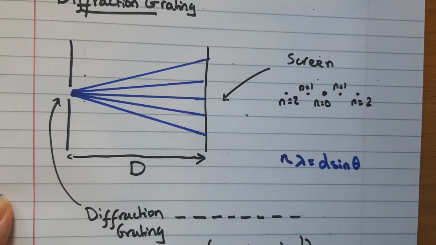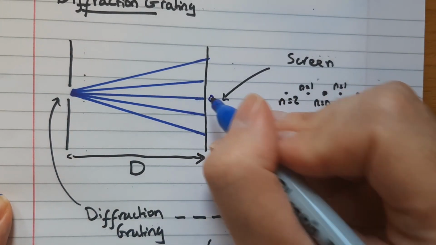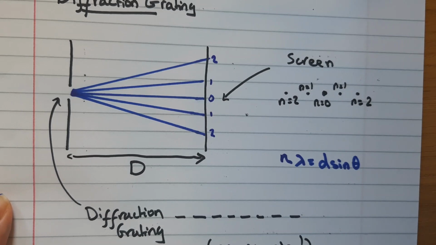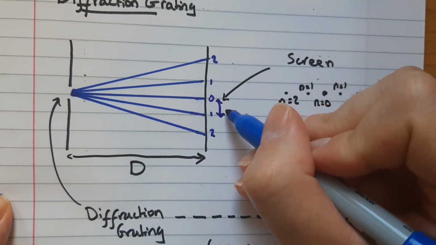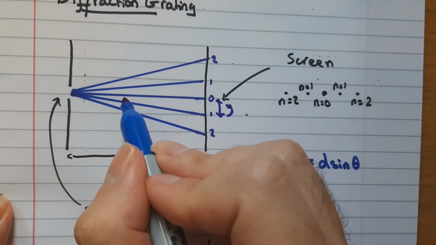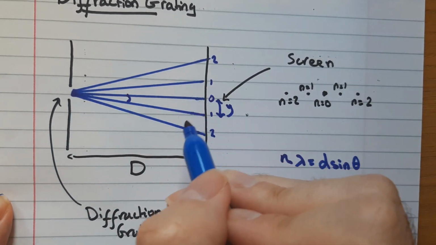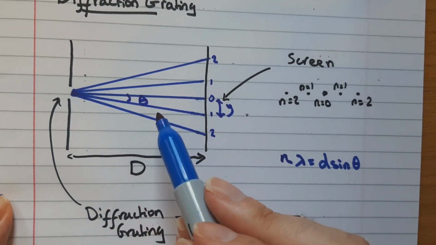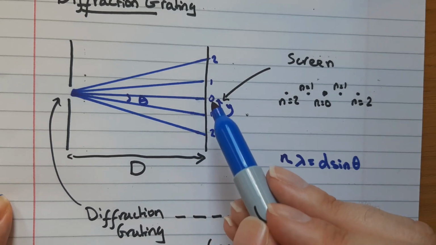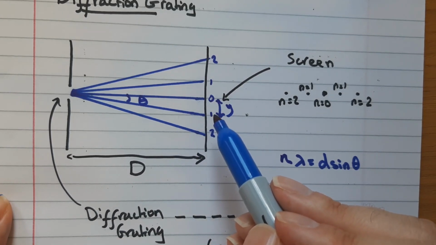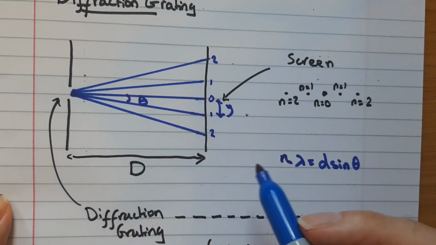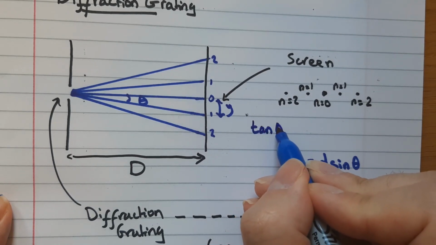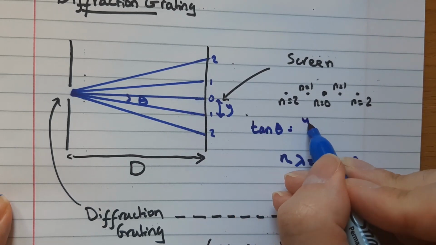2. So on my screen over here, this is order 0, these are orders 1, and these are order number 2. I'm going to call the distance between order number 0 and order number 1 y, and I'm going to call this angle between the line to order 0 and the line to order 1 theta. And you can see that if we did an experiment and we wanted to find the value of theta, we could measure the distance between the 0 order and the first order, and we could measure the distance from the diffraction grating to the screen, and we could use trigonometry to find theta by using tan theta equals y over D.